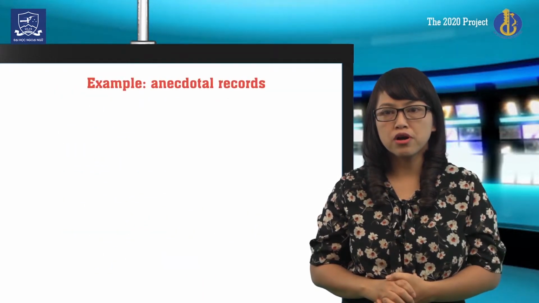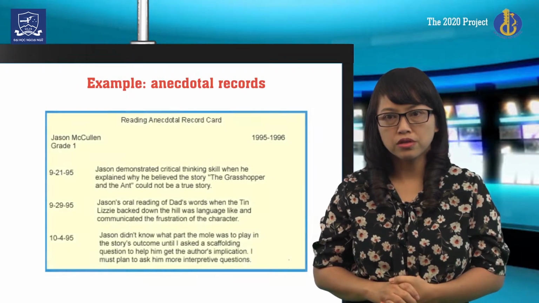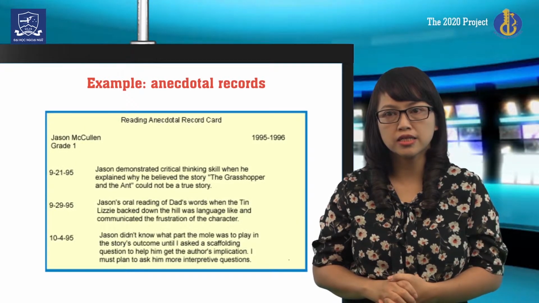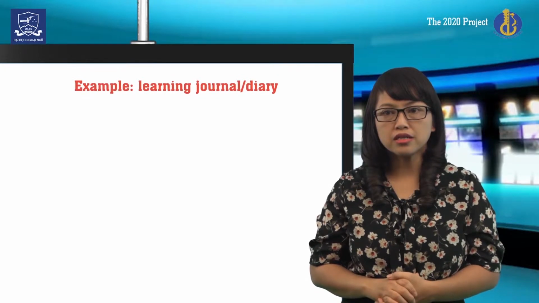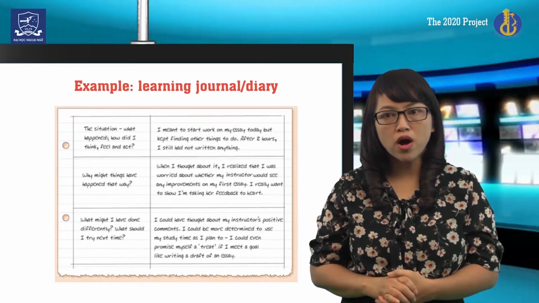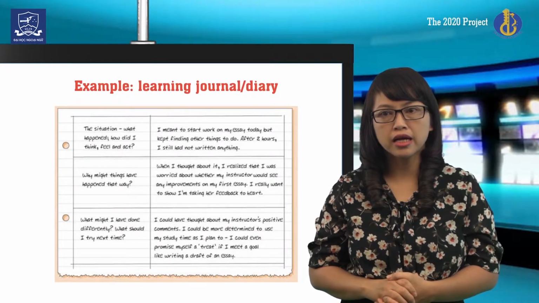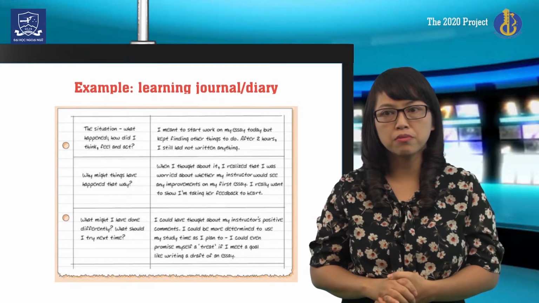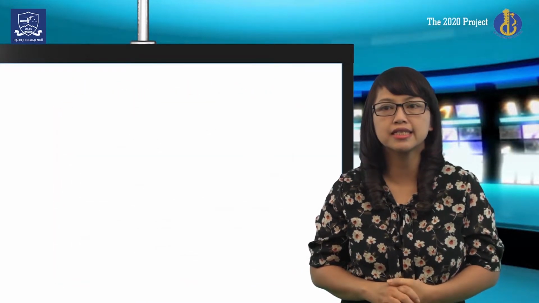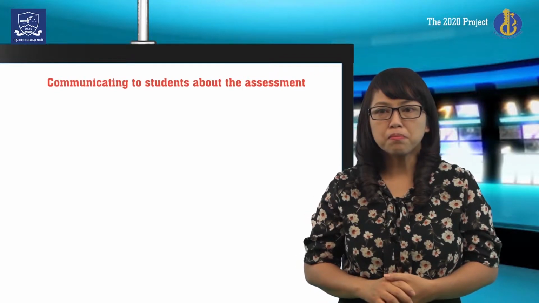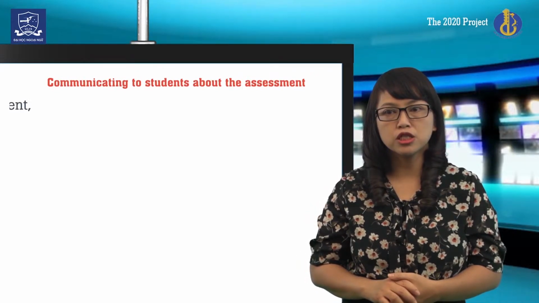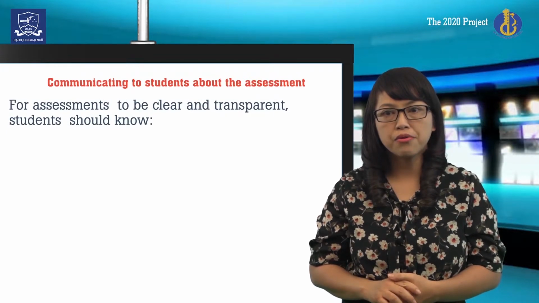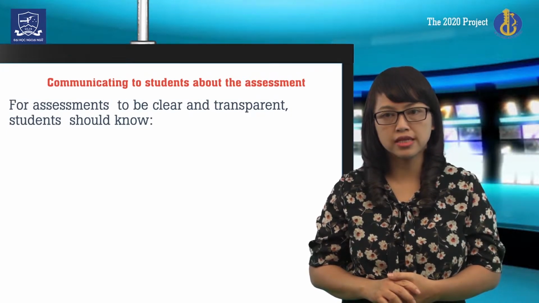This is one example of a teacher's anecdotal record, showing what he or she has noted about Jason's progress in reading. And this is another example, a rather well-directed learning journal and diary by a student about the progress in writing essays. After planning, the teacher can start the assessment phase by informing the students about the assessment and reaching an agreement with them on the assessment.